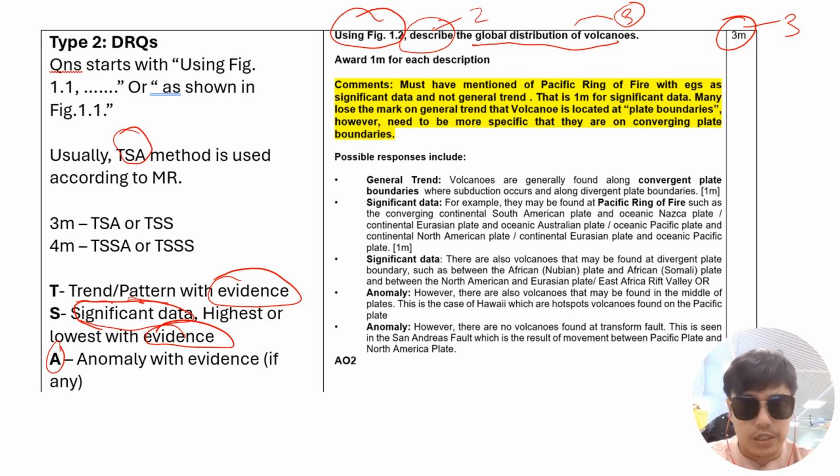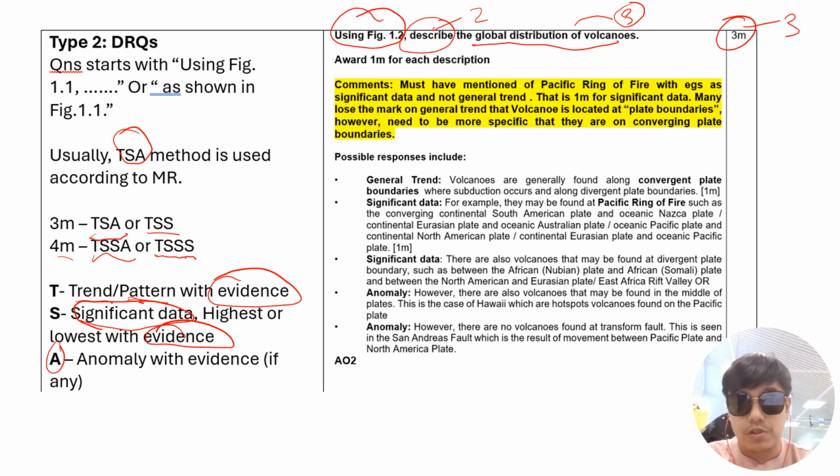So this is the general rule of thumb. You use TSA. If it's a 3 marks question, as you can see over here, you can use TSA. If there's no anomaly, you can use TSS. But if it is a 4 marks question, if there is anomaly, you can use TSSA, or when there's no anomaly, usually I'll use TSSS. So these are the different strategies you can use to really tackle this problem. Okay, so this is an example.